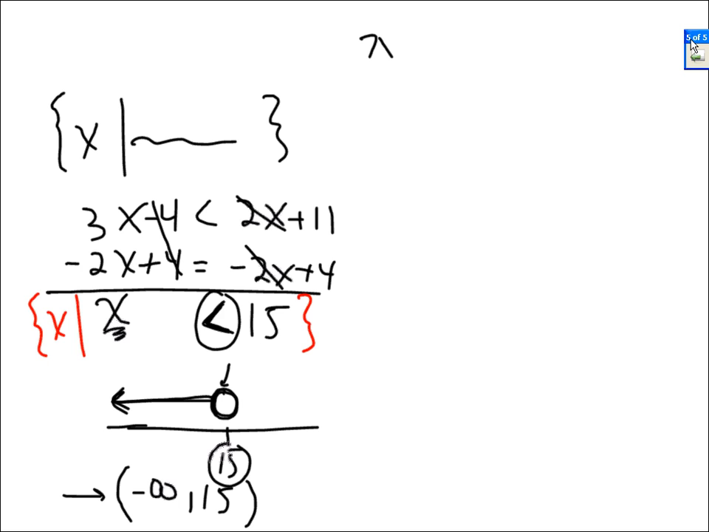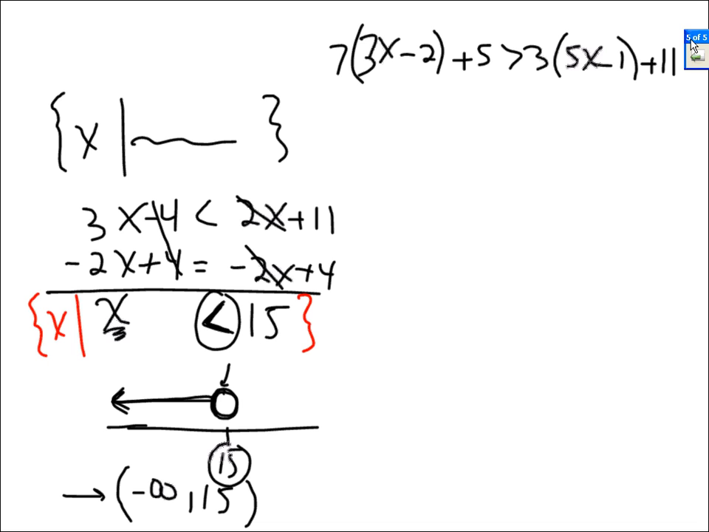You have 7 times 3x minus 2 plus 5. And this is known to be greater than 3 times 5x minus 1 plus 11. So we need to clean up both sides. We have to distribute and then combine like terms.